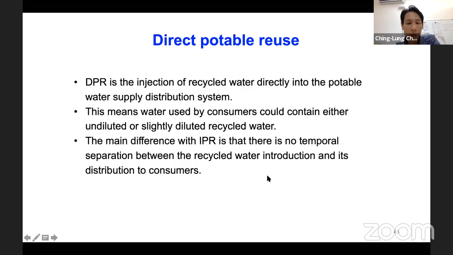And then this is direct potable reuse. Direct potable reuse is the injection of the recycled water directly into the potable water supply distribution system. This means the water used by consumers could contain either undiluted or slightly diluted recycled water. And the main difference from indirect potable reuse is that there is no temporal separation between the recycled water introduction and its distribution to the consumer.